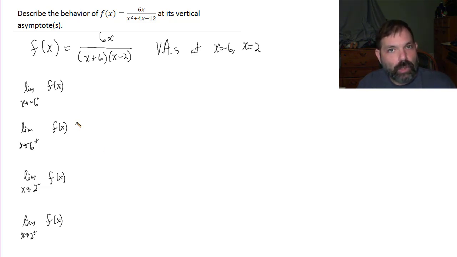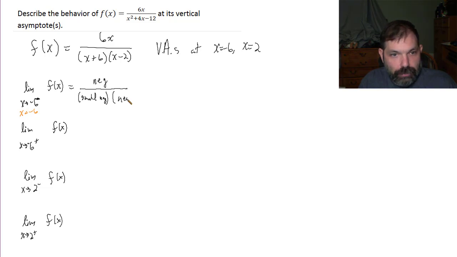I'm going to use the same sort of ideas here as in the previous slide. If I'm approaching negative 6 from the left, this means that x is some number less than negative 6. In the numerator, I'd have 6 times a negative number, because x is less than negative 6, so a negative number. In the denominator, x plus 6, with x slightly less than negative 6, gives a small negative number. And then x minus 2, a number less than negative 6 minus 2, is just a negative number.